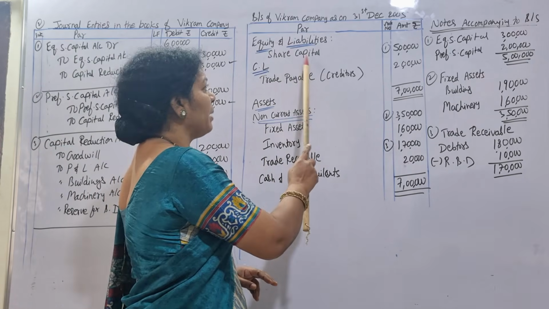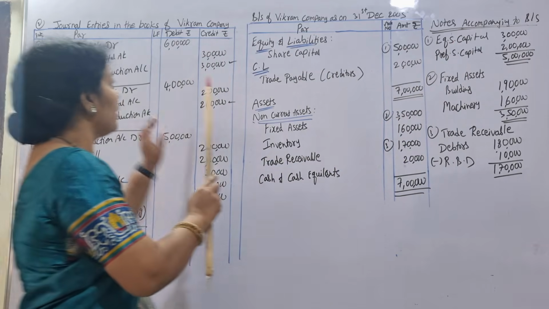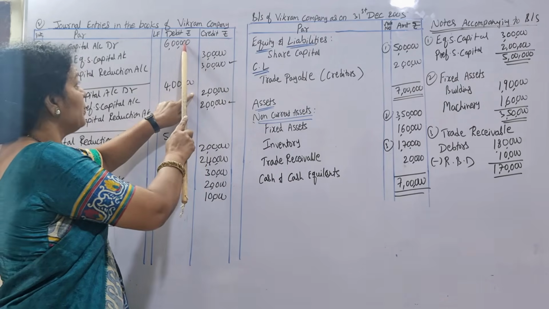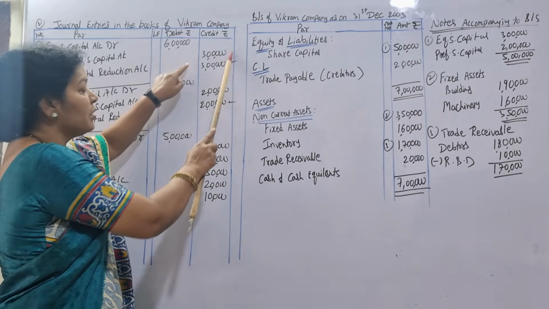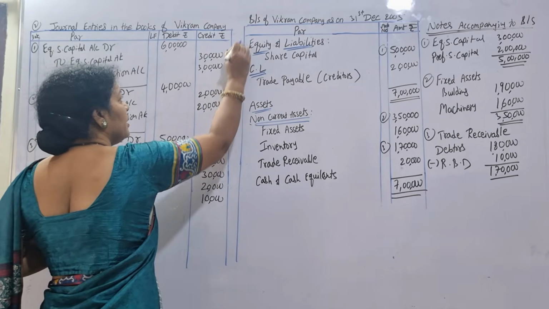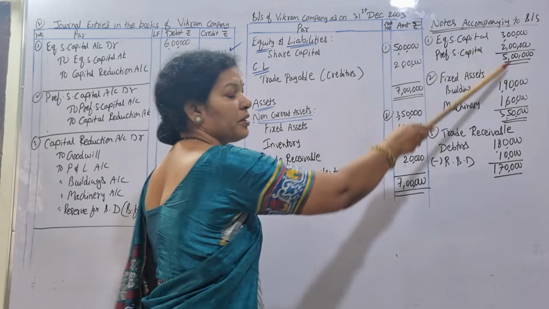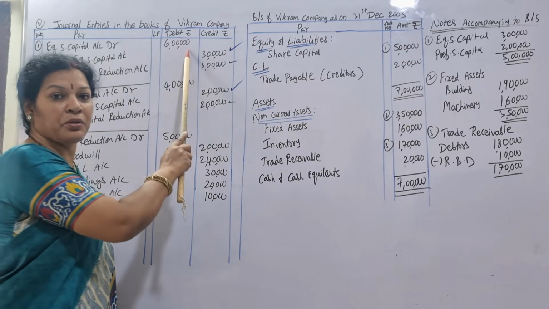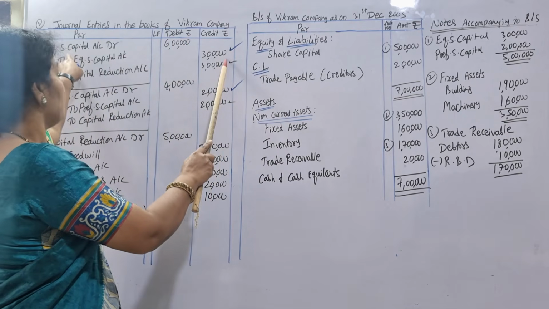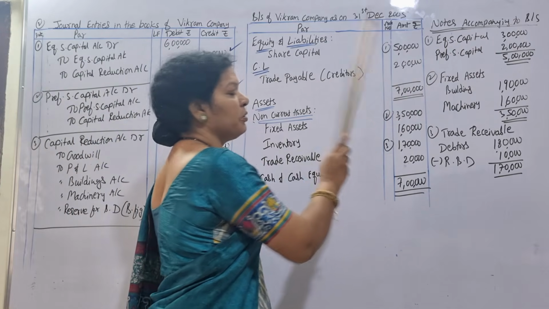Now here, share capital we have shown in the working notes. Remember, whatever share capital is left, that one we are taking. We have reduced to 3 lakh and we have reduced to 2 lakh. These two amounts we have taken here. We never touch the original amount because we have reduced. After reducing, how much is left? This is left. Equity share capital 3 lakh, preference share capital 2 lakh. This we have written and this amount is here.